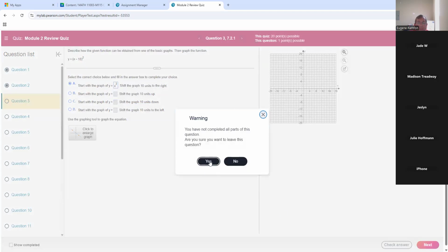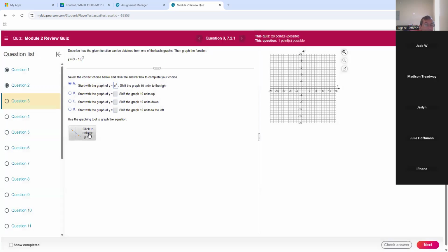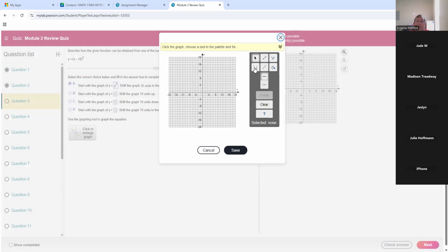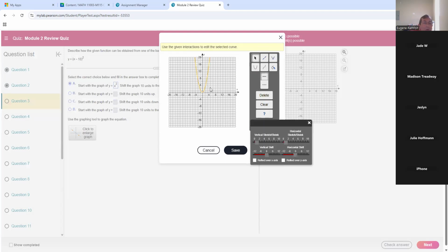Hold on, y'all. Let me go back. Let me finish it. I didn't get my graph. So click on enlarge graph. So the x squared graph will be the U shape. Click it and then click anywhere over here on the graph. When you click on the graph, it's going to pop open a box. So since mine went 10 to the right, I'm going to do the horizontal and go over to a positive 10. And if you notice, it moved my graph, that yellow line, it moved that over to the right 10 units.